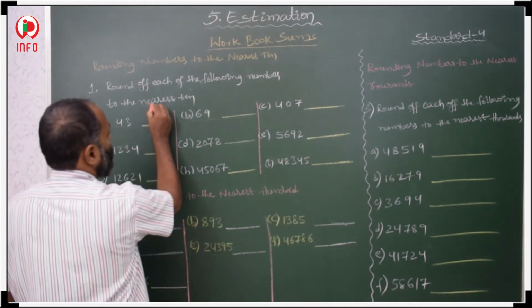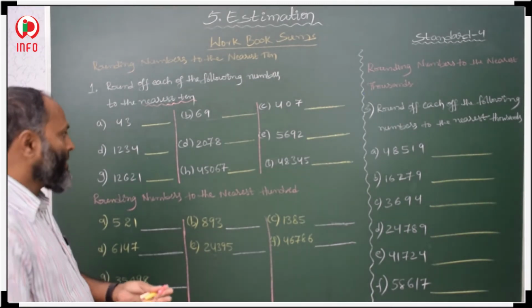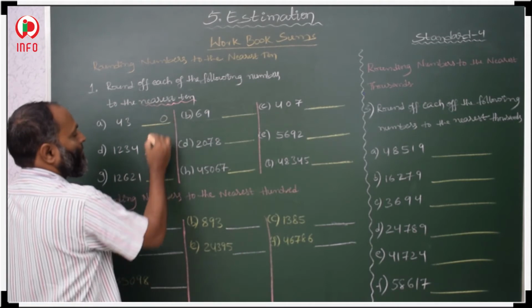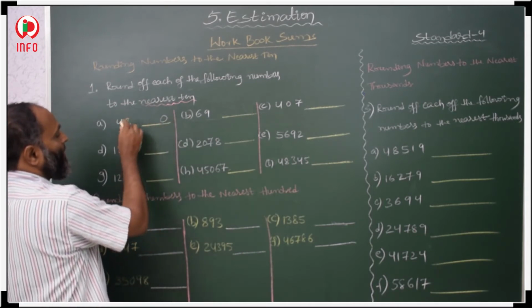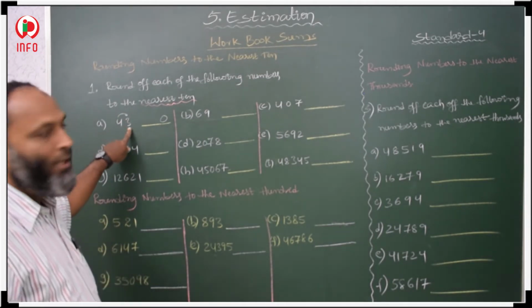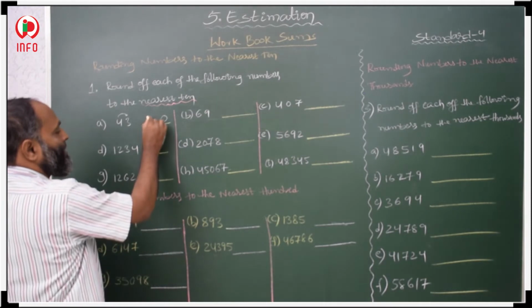Here we have to round off to the nearest tens. Nearest tens means in the ones place we have to keep 0. Ones place 0, and in the tens place we have to decide. Here 3 is there, less than 5. 3 is less than 5, so that is why 4 we keep as it is, 40.